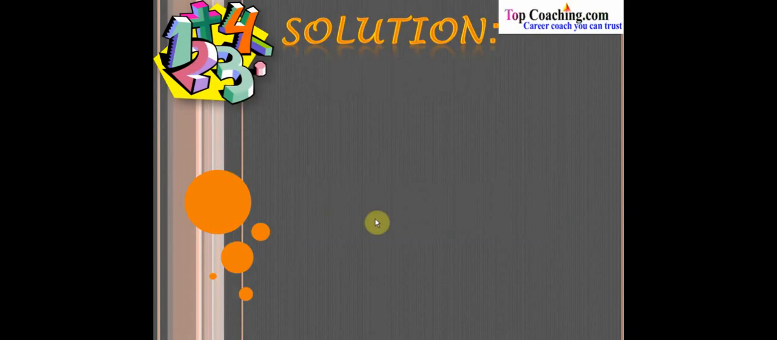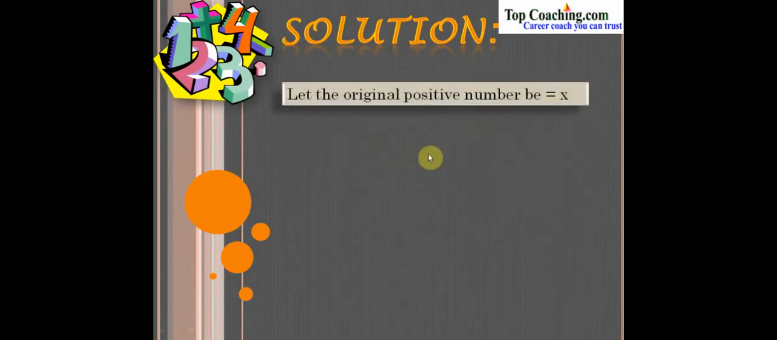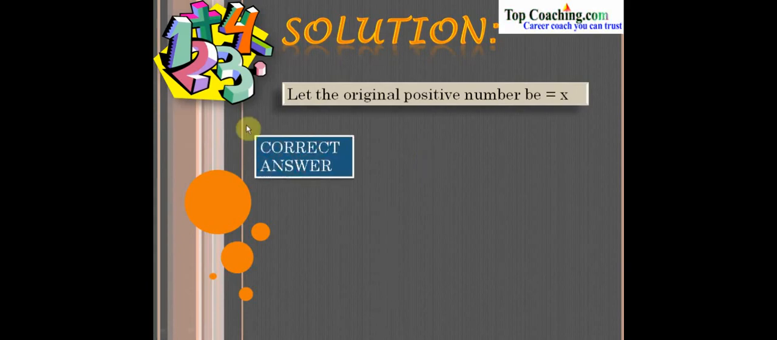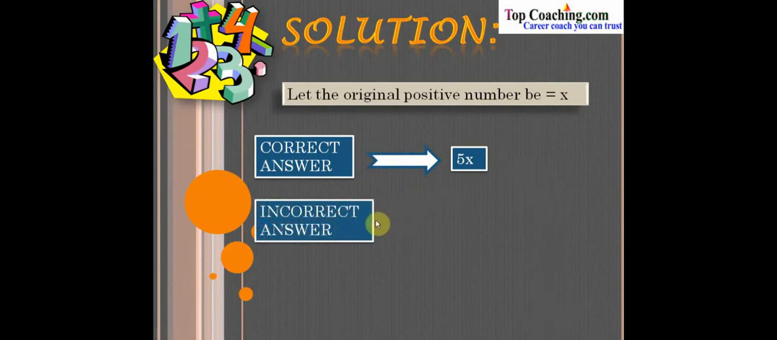So once again, let's look at the solution. Let us assume that the original positive number is equal to x. Now the correct answer should have been 5x because we should have multiplied this number by 5. So the correct answer is 5x. But what we have done is we have divided it by 5. So the incorrect answer is 1 by 5 of x, or x by 5. So the correct value is 5x, the incorrect value is x by 5.